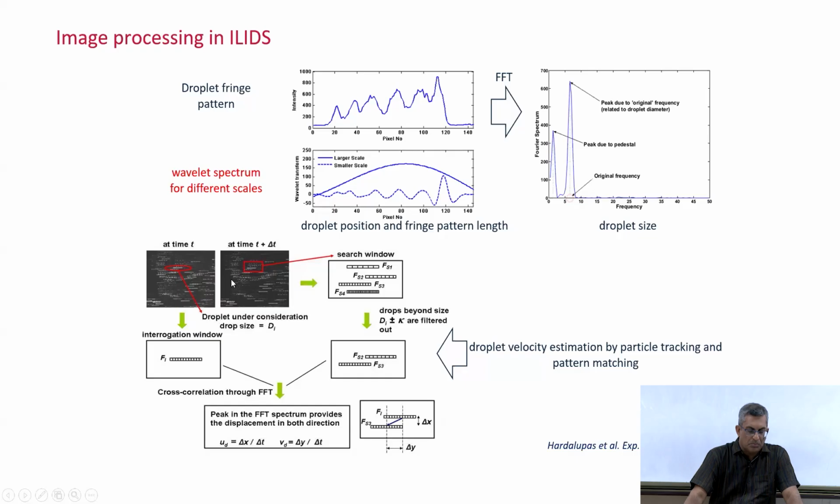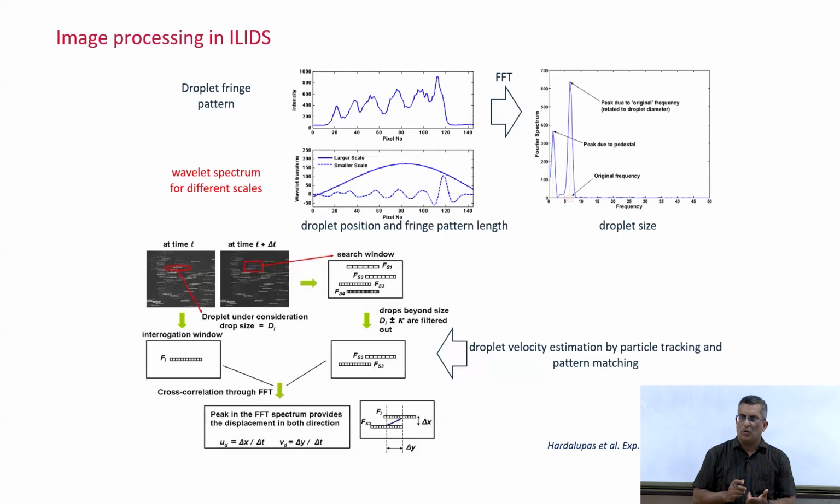Now, similar to particle image velocimetry or particle tracking velocimetry, we can capture two ILIDS images at a very short time interval, and we can track individual particles in the two images to calculate the particle velocity. So this is how we get particle velocity in addition to particle size. And we can also count the number of particles that we have identified in an image, and that can give an estimate of the number density.